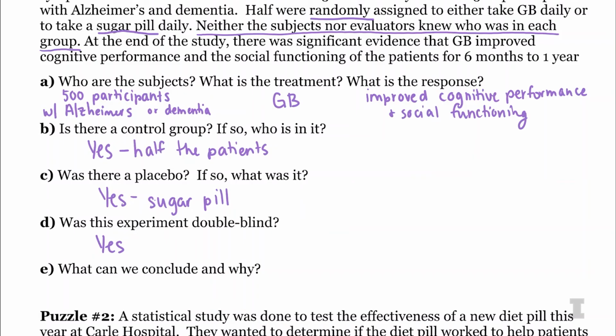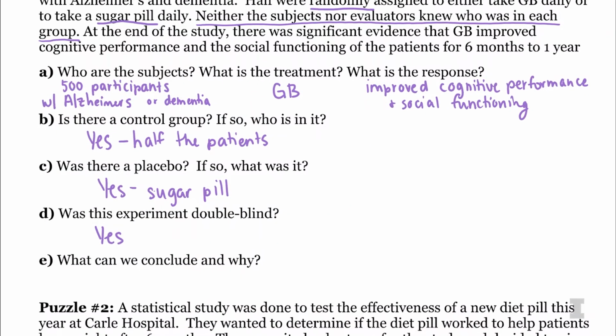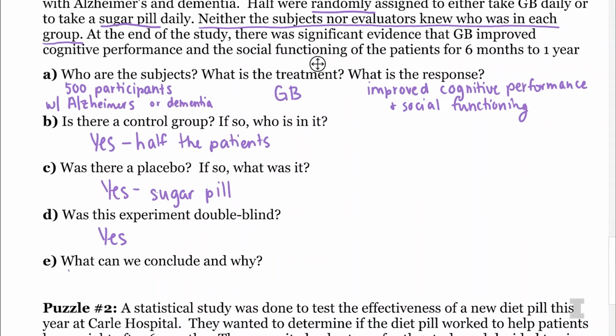And then the very last part of this question says, what can we conclude and why? And this is the key because we did that ideal experimental design, we can conclude that there is evidence. I'm going to go ahead and say that there is evidence that what we saw is true. So that the GB improves those two measures, cognitive performance and social functioning, for 6 months to 1 year. At least that was the length of this study. Maybe it could be longer, but we don't know. This study was 6 months through 1 year.